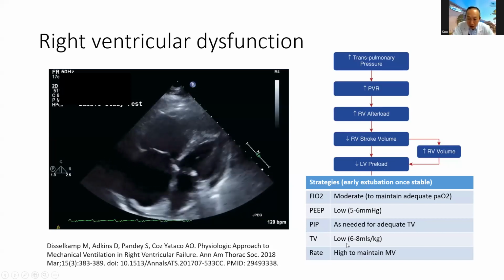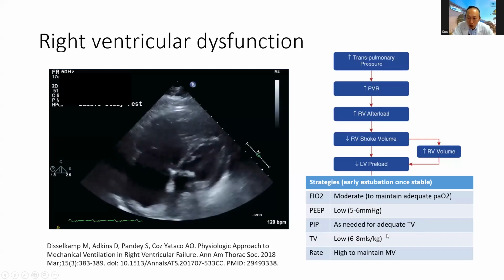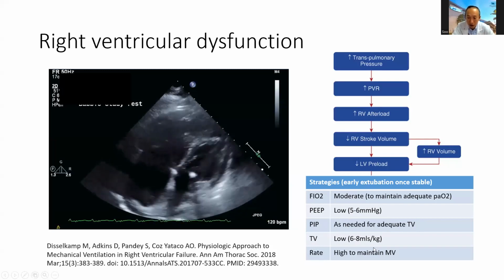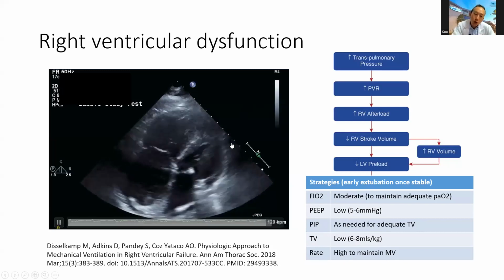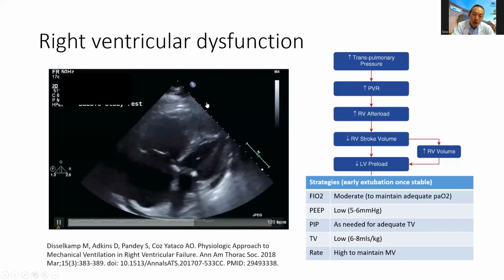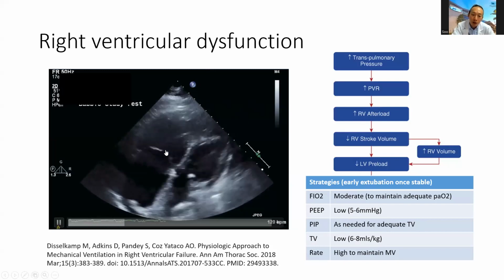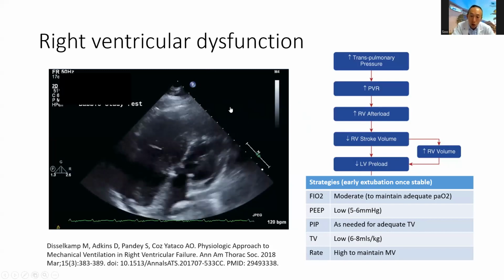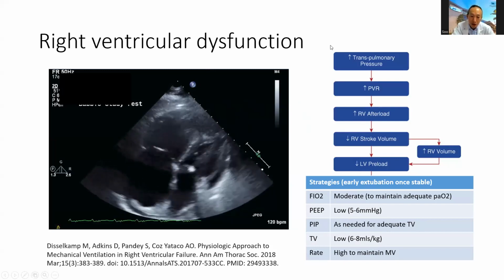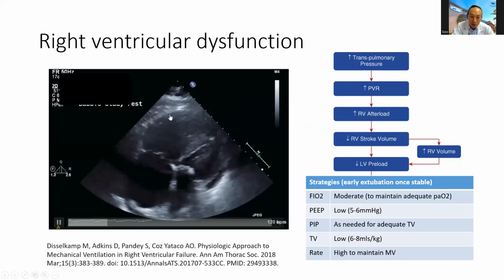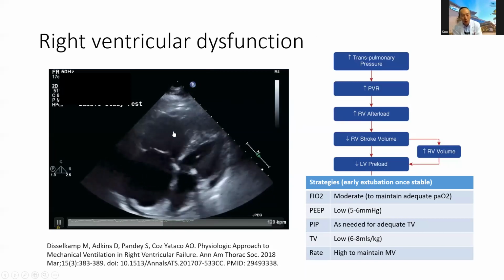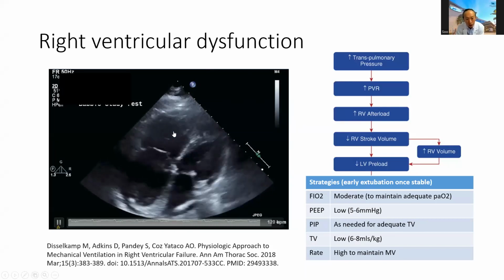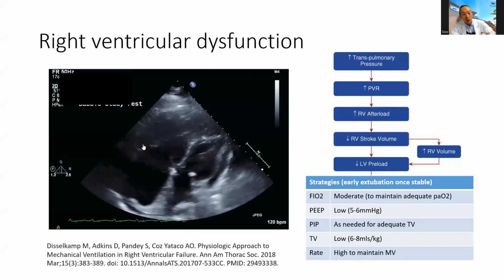So PIP as needed, tidal volume, lowish tidal volume usually, and the rate is high enough to maintain minute ventilation. So you don't want to push too much pressure because you know that the RV cannot pump blood towards the lungs. So you don't want very high pressured lungs whereby the afterload of the RV is too high for the sick RV to contract against.